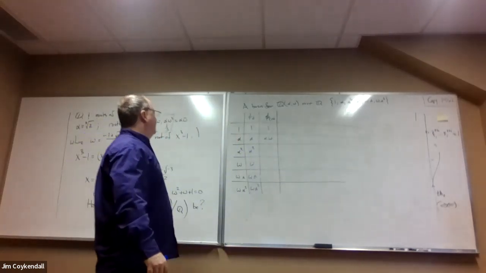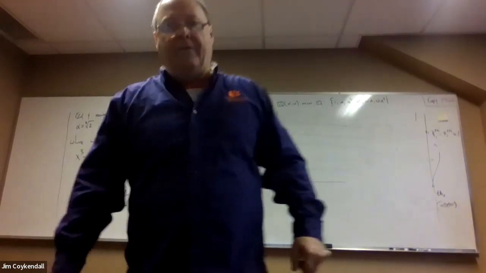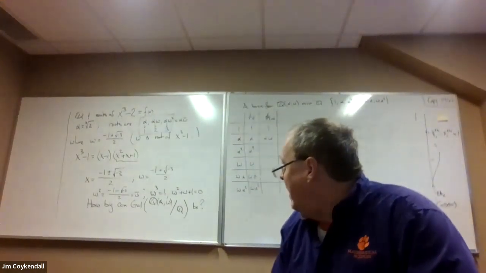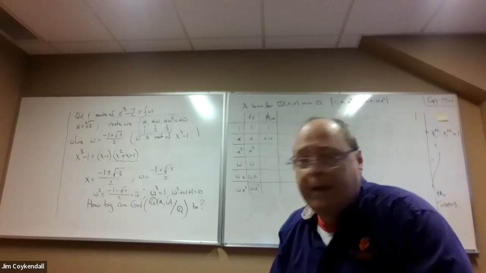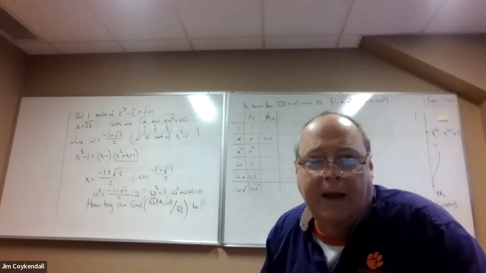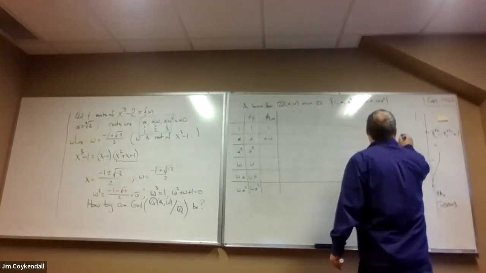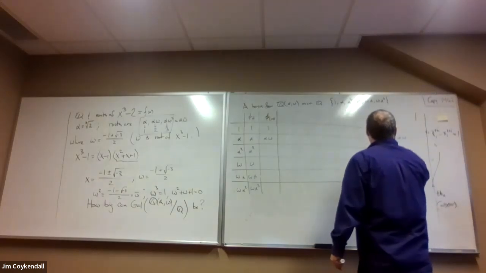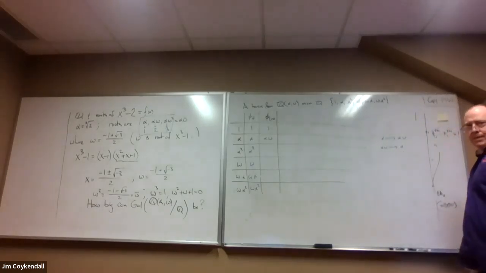Now, really to finish this off, I really need to know where omega goes. Can anybody tell me, if I swap alpha and alpha omega, take alpha to alpha omega and alpha omega to alpha, where does omega have to go? Let me do a little computation here. Alpha goes to alpha omega, alpha omega goes to alpha. So what happens to omega?